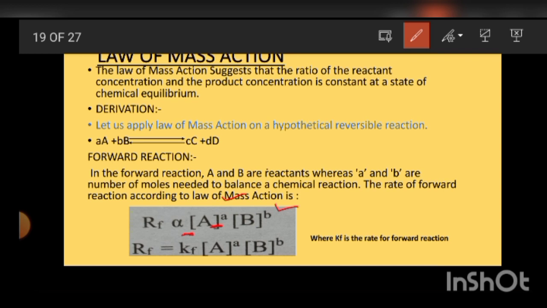You know that when we remove this proportionality sign, we use a constant. So here we will use the constant kf. Kf is actually the rate constant, and f is representing the forward reaction. So this equation will be Rf equals Kf, molar concentration of A to the power of the number of moles a, and molar concentration of B to the power of the number of moles b. So this is the rate of forward reaction.